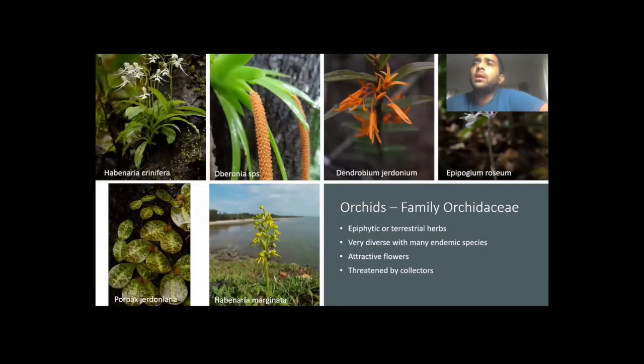Another really important group of plants is orchids. Orchids are a very fascinating plant group. They're really diverse. We have a few hundred species of orchids in the Western Ghats, and they mainly come in two types. So you'll either have them growing on top of plants or trees like that. That's called epiphytic, meaning growing on top of something. Or you can have terrestrial, meaning they're growing on the ground.